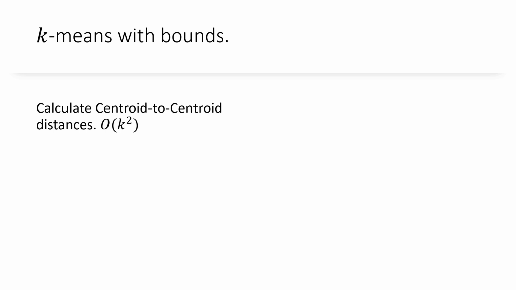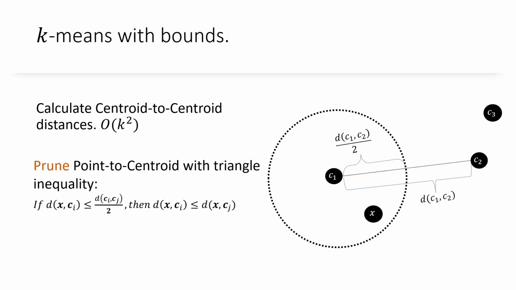To use the bounds and the triangle inequality, we basically pay an upfront cost of calculating centroid to centroid distances. What this allows us to do is to prune point to centroid distances instead, using the triangle inequality, where we can basically define some subspace around any centroid, where if any data point is within this, we are guaranteed that there are no other centroids close enough such that that data point should belong to another cluster.